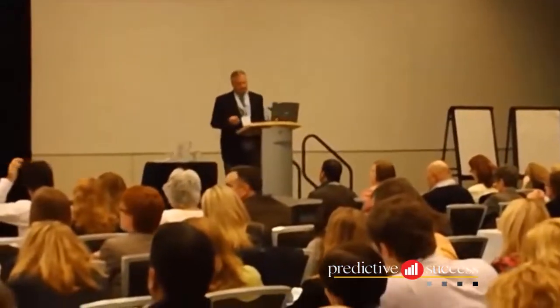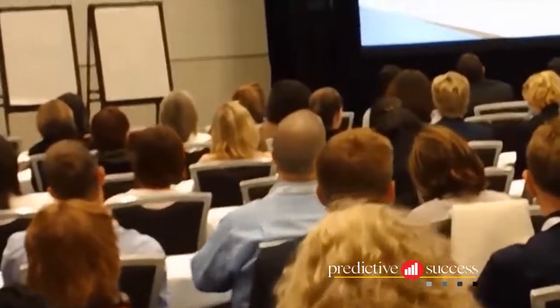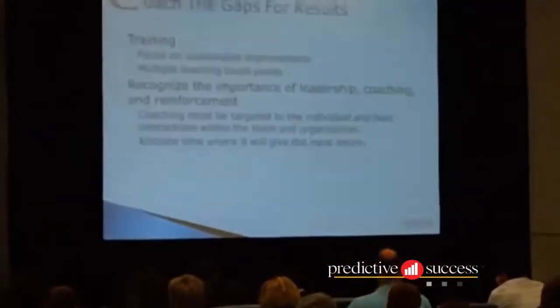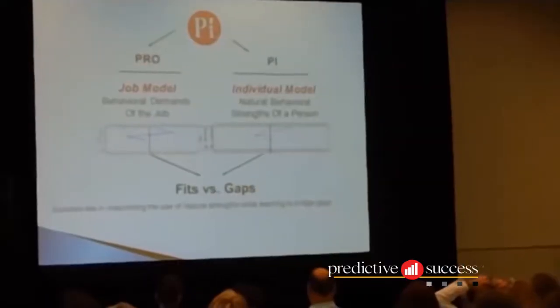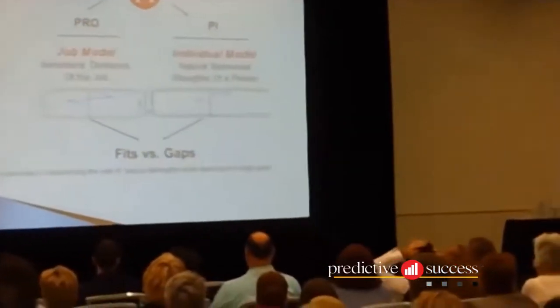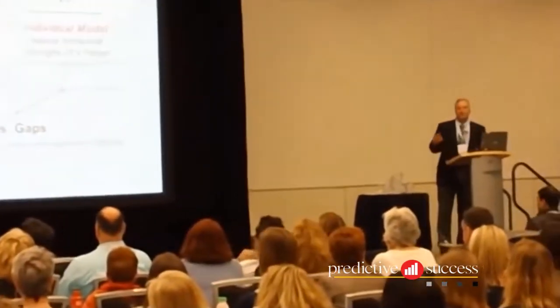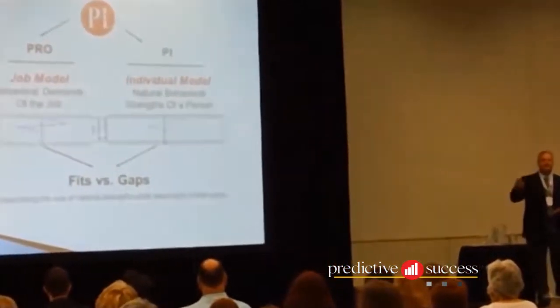Third, the next piece of this process is coaching, understanding where they need to be trained and understanding the relationship between what you can train and what they need. Left-hand side of your screen is called the job model, the behavioral demands necessary, and then you look at the fits and gaps for the candidates as they come through the door.